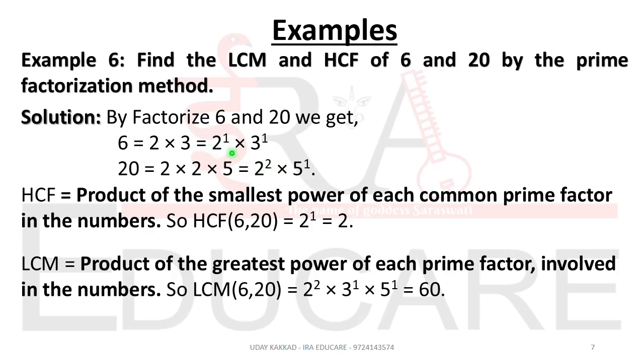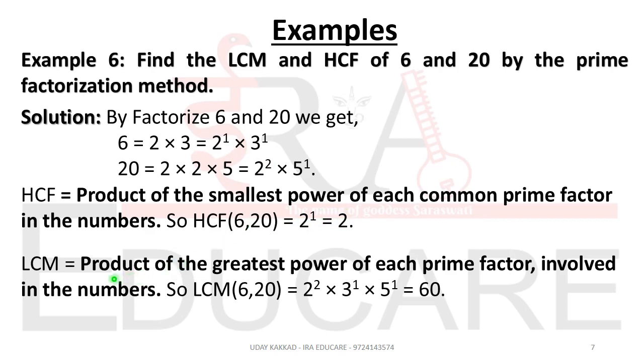It is a common factor in both numbers. 2 raised to 1 and 2 raised to 2, in which 2 raised to 1 is the smallest power. 3 raised to 1 is here, but not present in the other, as well as 5 raised to 1 is here, but in this factorization 5 is not present. So 2 is the only common factor present in both. So here HCF is 2 raised to 1.